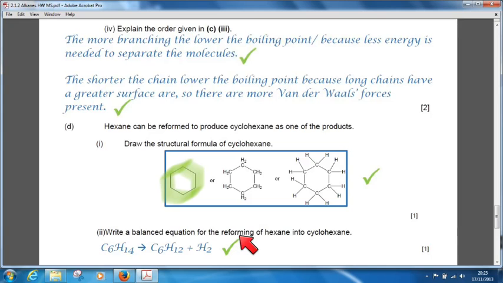Another question about reforming now. Again, reforming is converting a straight chain hydrocarbon into a cyclic hydrocarbon with the release of hydrogen, and a full balanced equation.